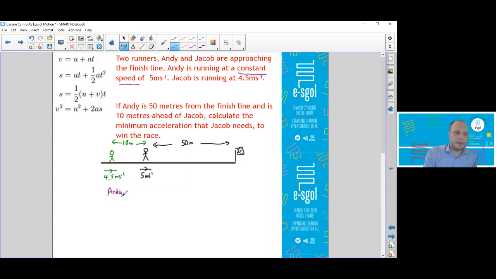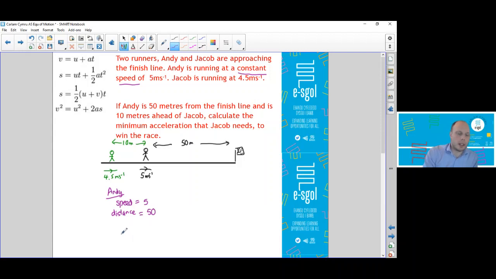So for Andy, his speed is 5. In this case, speed and velocity aren't too different because they're running in the same direction and nobody's going to turn around. So his speed is 5. The distance that he needs to run, we'll assume this is all in a straight line, so distance and displacement are the same thing, is 50 meters.